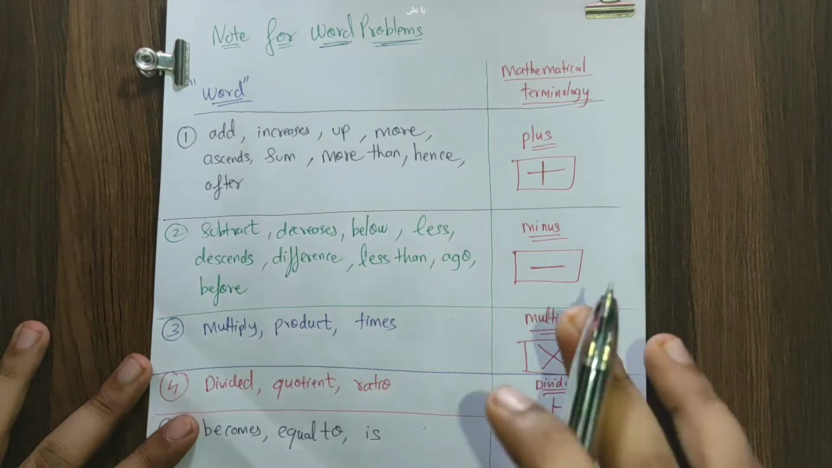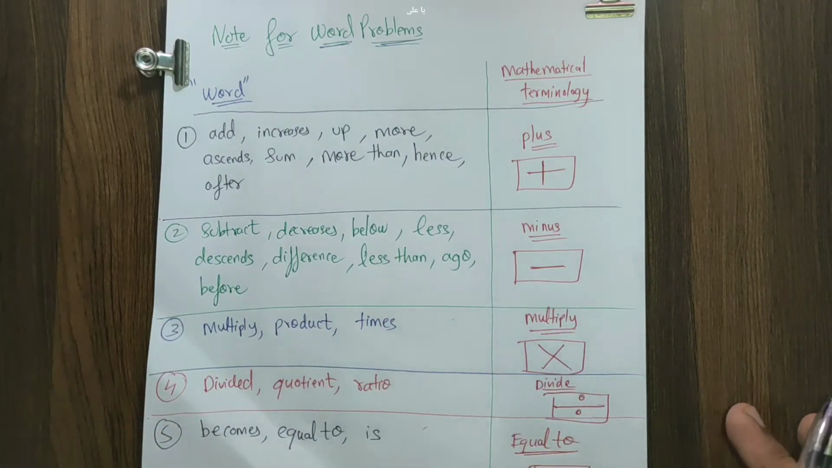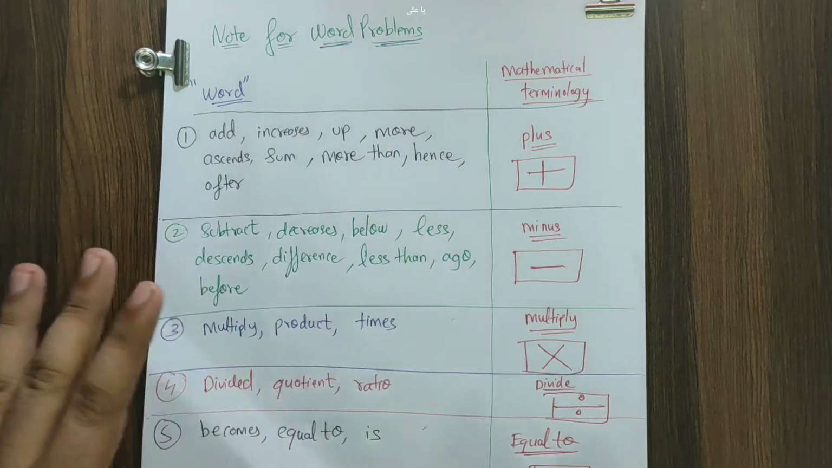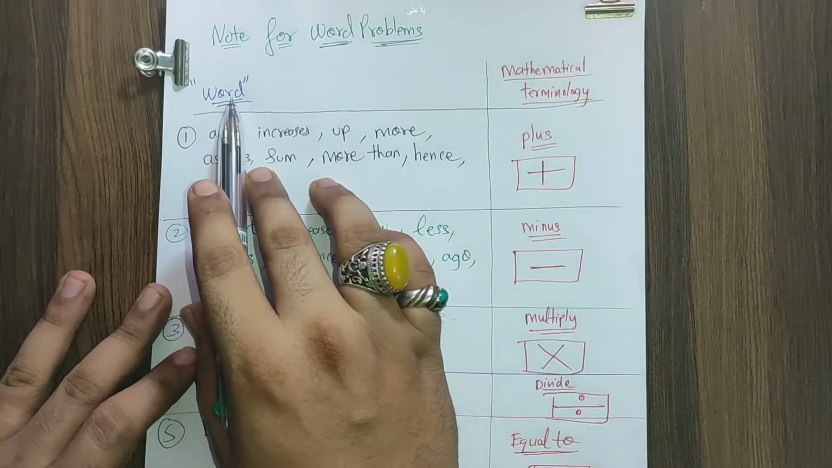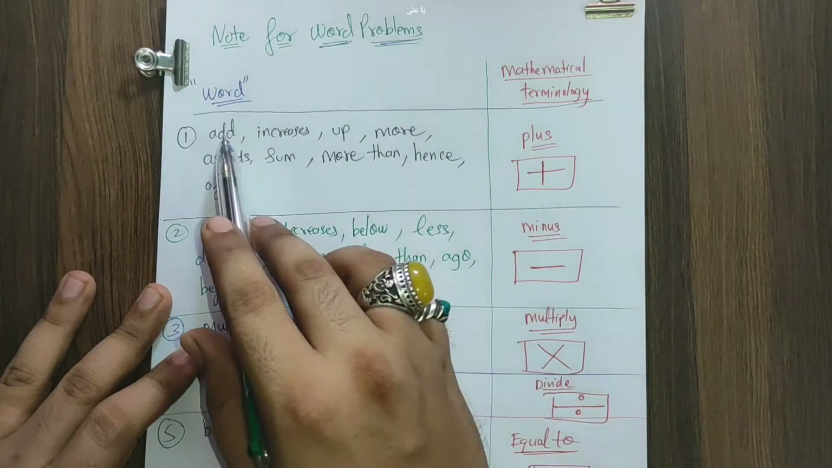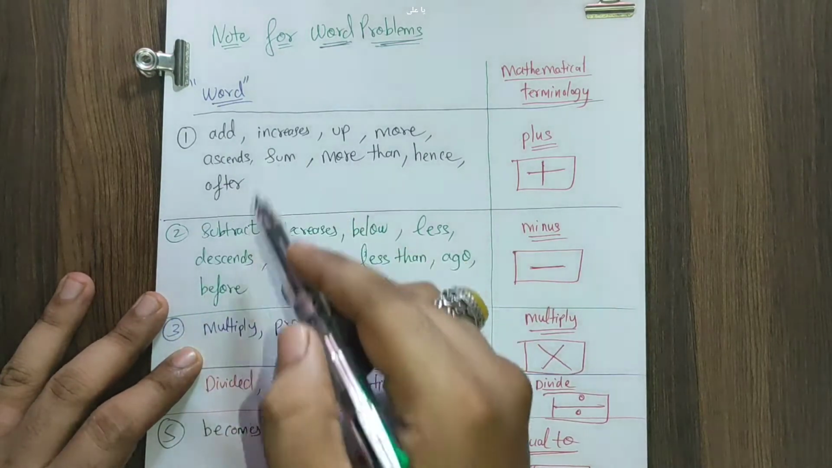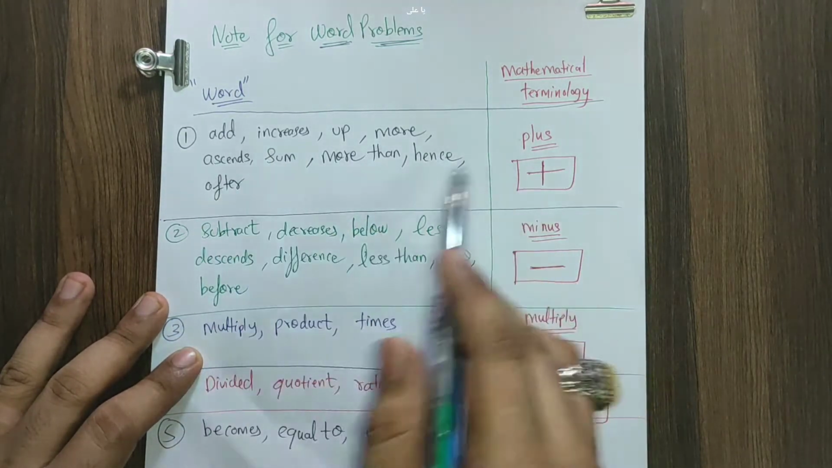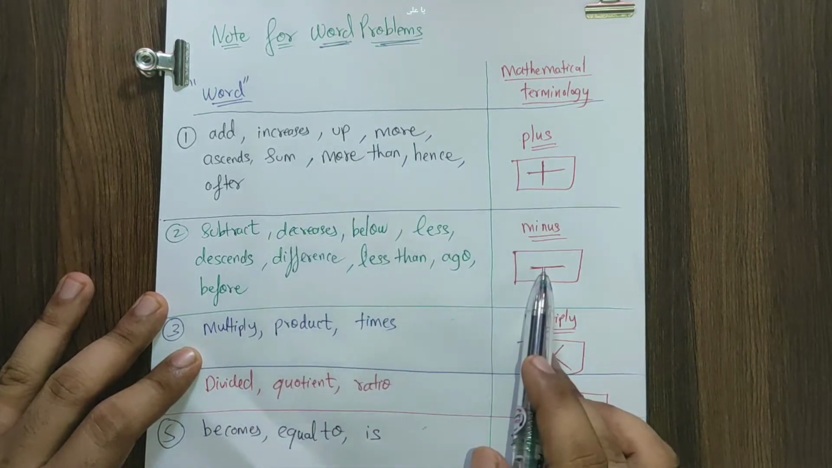I repeat again, this is not related only to the given chapter, but it will help you throughout your life. Very important. Afterwards you will copy. First understand please. Word and mathematical terminology. Whenever you encounter the word add, it means plus. So see, I'll explain both the points together. Add means plus, subtract means minus, increases plus, decreases minus.